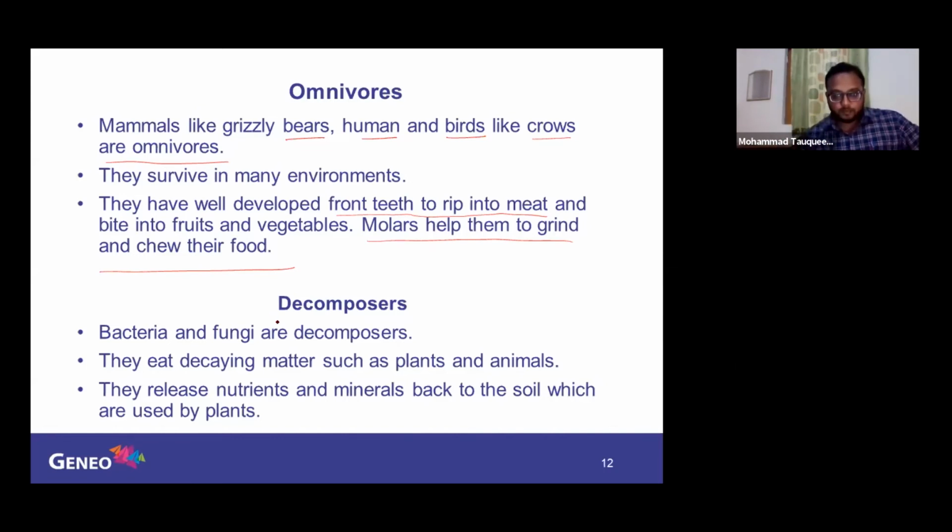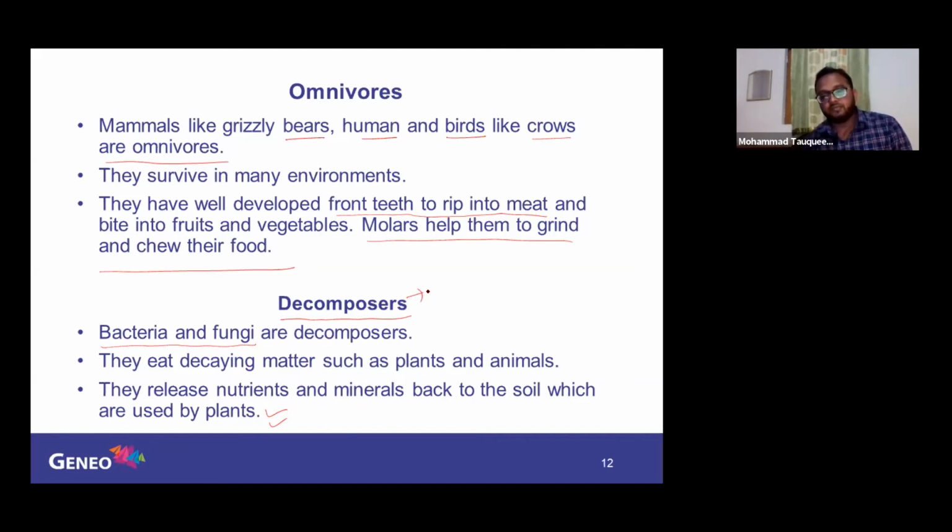Now coming to the last part, decomposers. Now we have studied producers and consumers. Now coming to the decomposers. This is the third part. I have explained in the previous slide that decomposers are those organisms which derive their food and nutrients from bacteria and fungus. They eat decaying matter such as plant and animal. They release nutrients and minerals. The important point is there. That's why decomposers are very useful for the ecosystem.